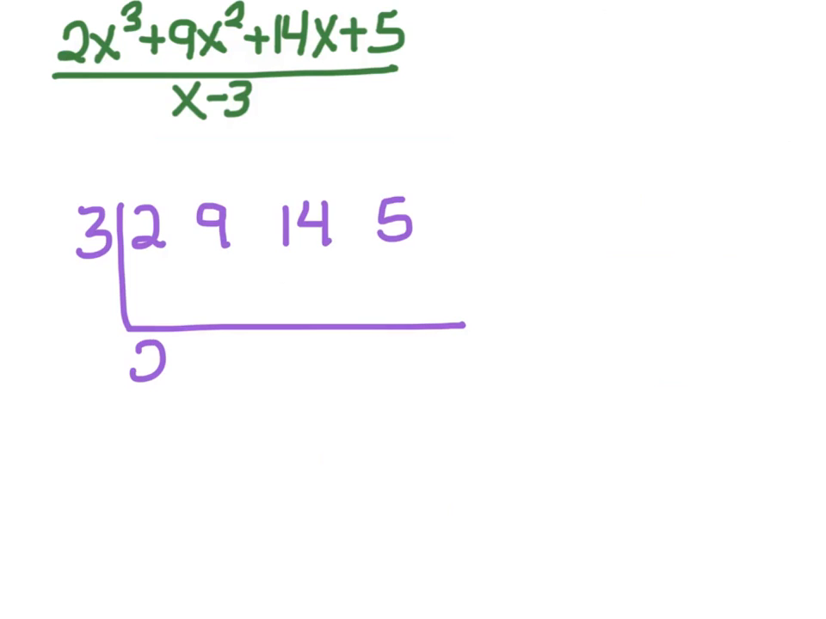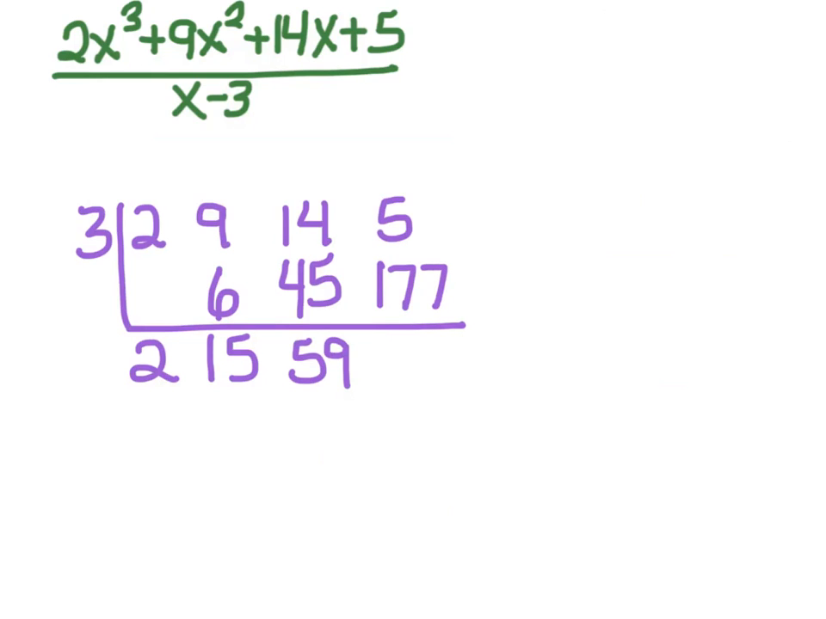We'll bring down the 2. 3 times 2 is 6. 9 plus 6 is 15. 3 times 15 is 45. 45 and 14 is 59. 3 times 59 is 177, and 5 plus 177 is 182. So this time we do have a remainder.